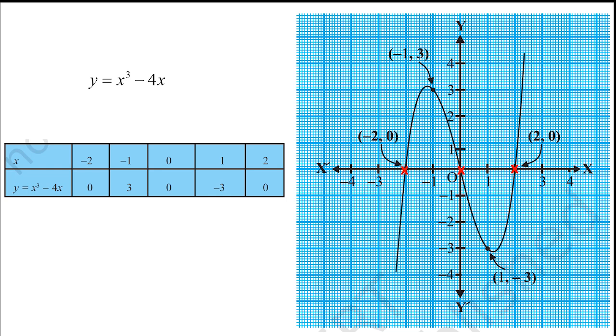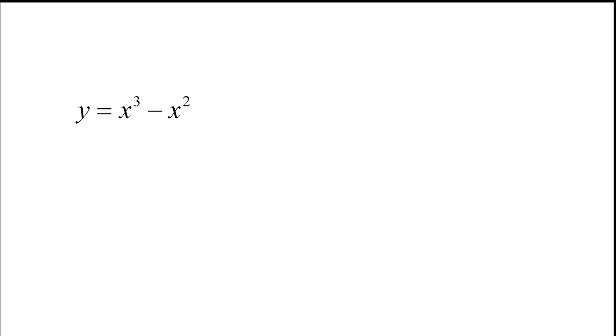So the value of y will be 0 where the graph crosses. Look at the table. Minus 2, 0 is the first point, 0, 0 is the second point, and 2, 0 is the third point. So what are the zeros? Minus 2, 0 and 2. From the graph also we can understand that minus 2 is on the left side, 0 in the middle, and 2 on the right side. So now look at the next example, y equal to x cube minus x square.